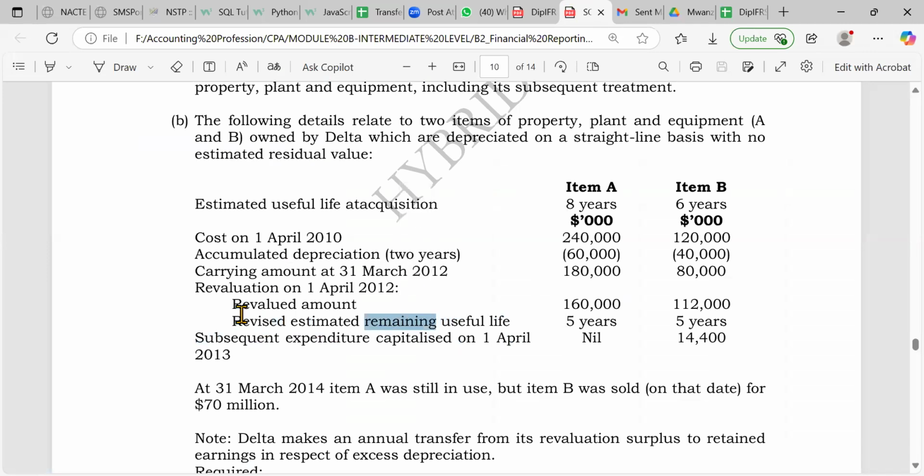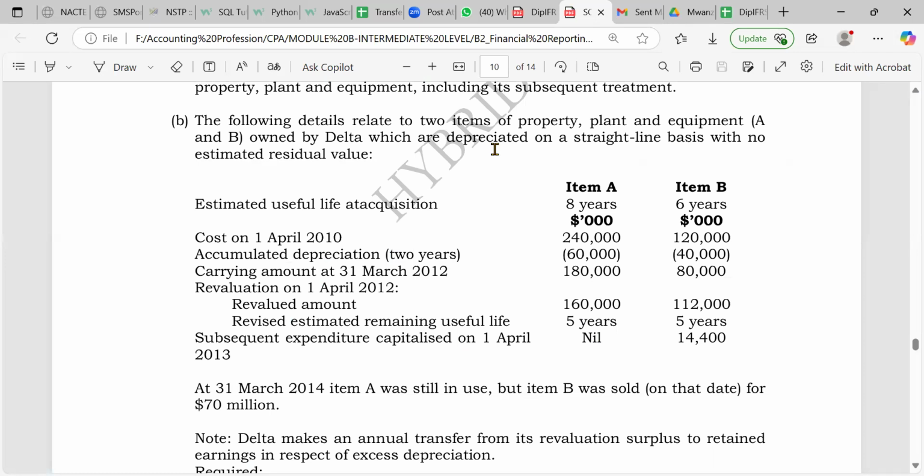If they just said revise the estimated useful life, you would have to say, oh, how many years have passed? We had depreciated for 2 years already on this accumulated depreciation, right? So if there's no way to estimate, maybe it was 7 years. I would have to say 7 minus 2 to get 5 years. So be careful on that, right? So you have the remaining life of 5 years.